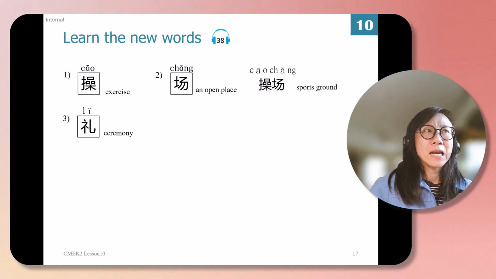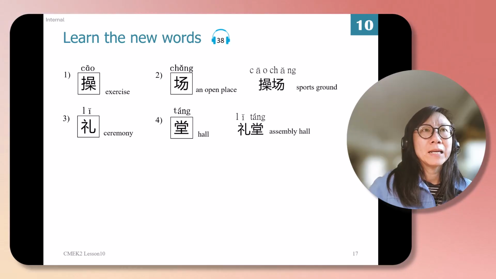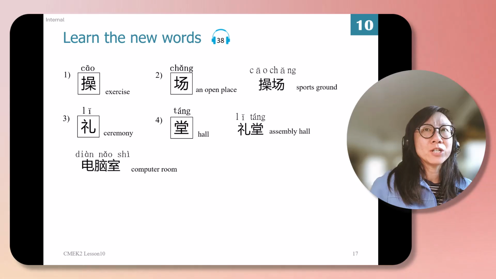礼, ceremony. 堂 is a hall. 礼堂 is an assembly hall. 电脑室, computer room.